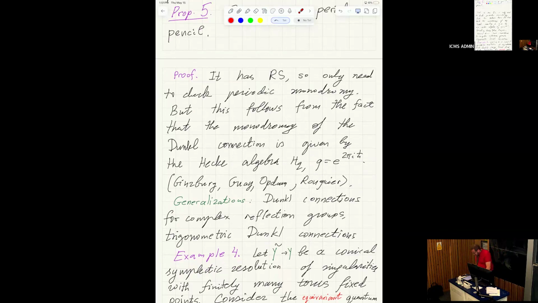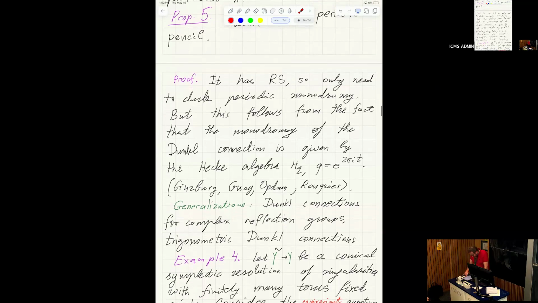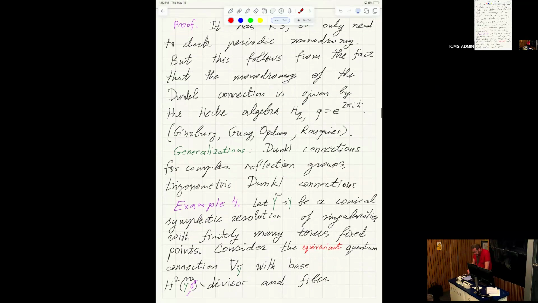And this implies the fact that this falls into our framework. And there are generalizations, which are Dunkl connections for complex reflection groups and trigonometric Dunkl connections.